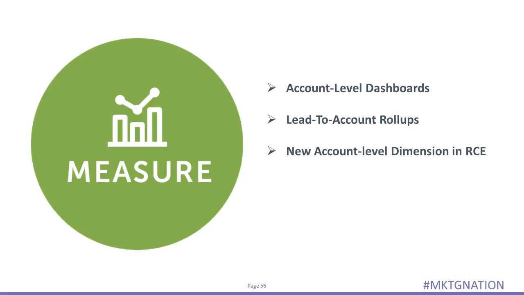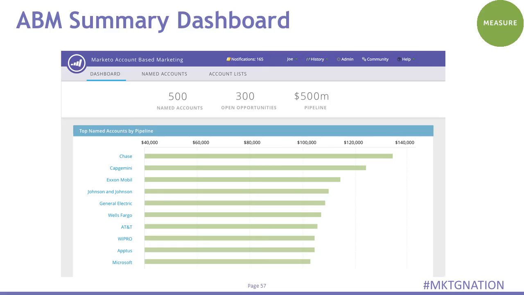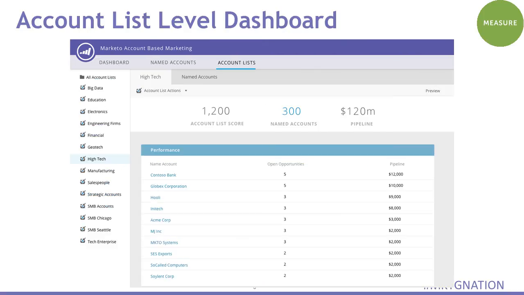And then finally, the measure stage, right? This is where we want marketing and sales to speak the same language, the account-based language. So we have to create a set of new, really account-centric dashboards for both sales and marketing, so that they can view them together and collaborate on them. First of all, we'll have a summary dashboard. This is giving a high-level overview of how many named accounts we have, how many open opportunities, and what pipeline that is worth, and then breaking it down by, for example, the top 10 named accounts. So we've got a dashboard that runs through how much each one is worth to us.